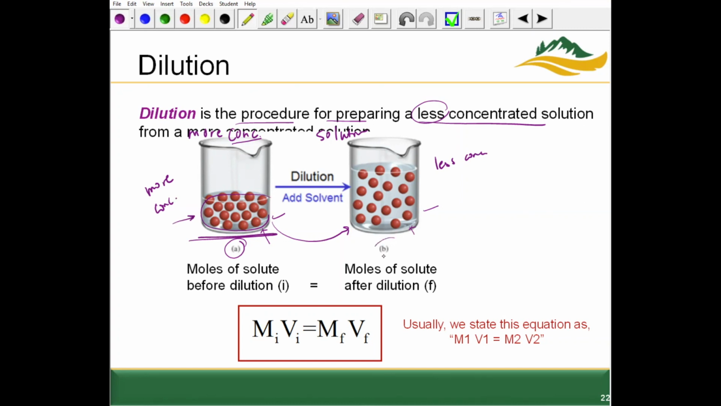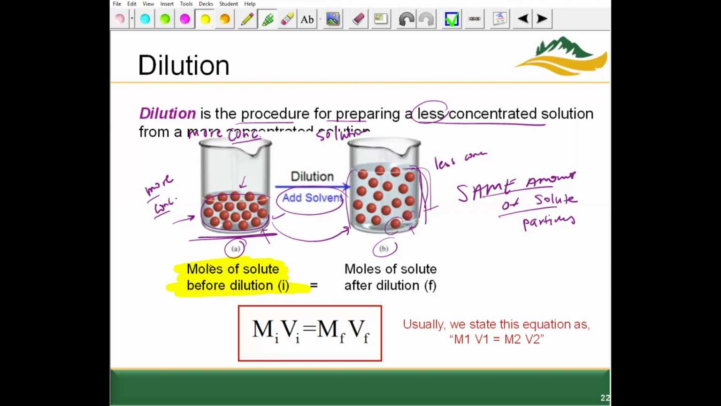Then you'll notice in B, we still have the same amount of particles. So really importantly, same amount of solute. For a dilution like this, where we're just adding solvent, we're just adding volume, we still have the same amount of solute particles. But then we've added more volume. So again, this is more concentrated, so less volume. Then less concentrated because there's more volume for all of these spheres to spread out through.